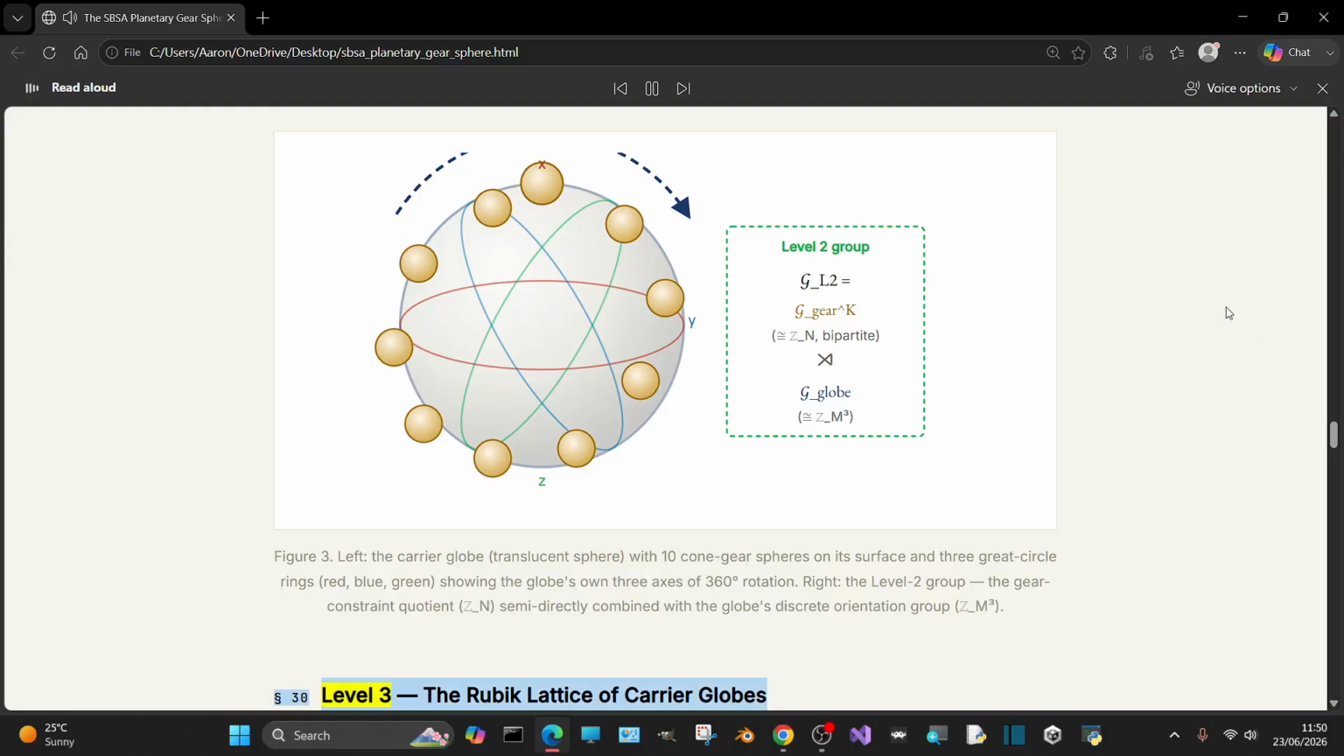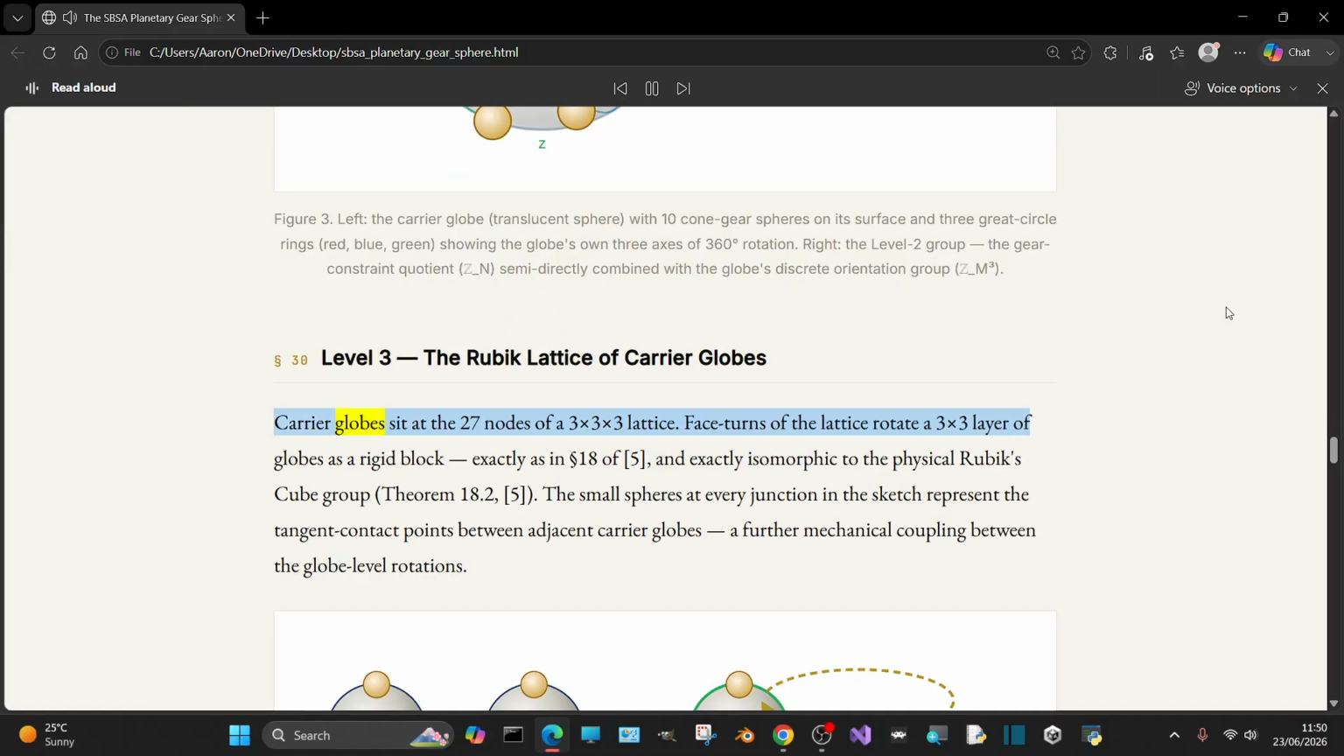Section 30, Level 3, the Rubik lattice of carrier globes. Carrier globes sit at the 27 nodes of a 3 by 3 by 3 lattice. Face turns of the lattice rotate a 3 by 3 layer of globes as a rigid block, exactly as in section 18 of A5, and exactly isomorphic to the physical Rubik's cube group, theorem 18.2.5.